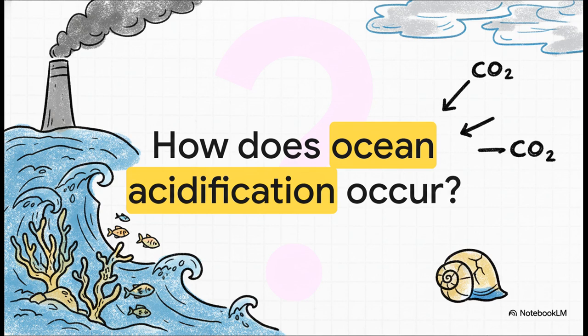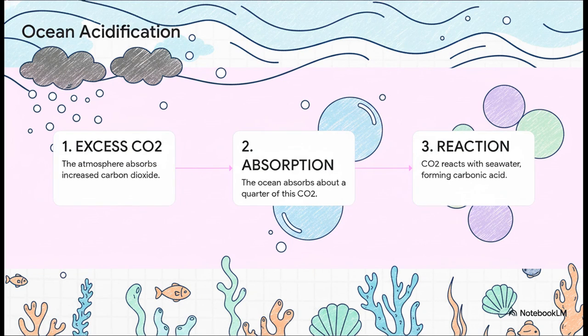This change in the atmosphere has a direct and really damaging effect on our planet's biggest ecosystem, the oceans. But how does a gas in the air actually change the chemistry of the sea? Well, it's a pretty direct chain reaction.